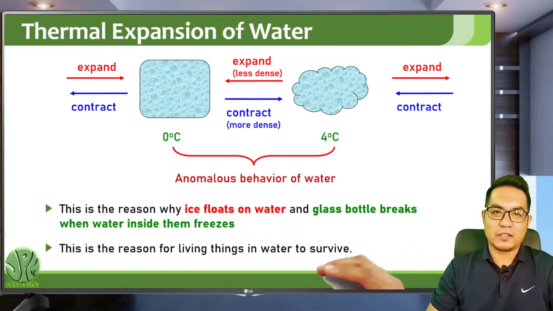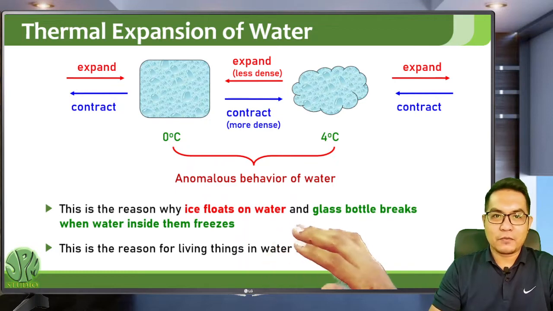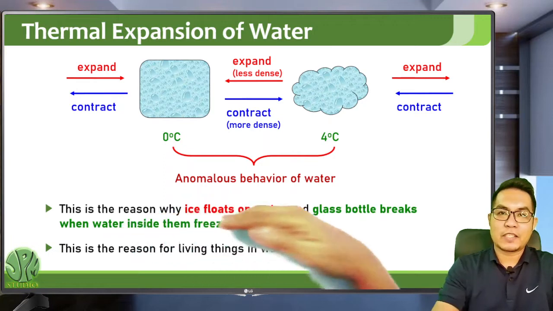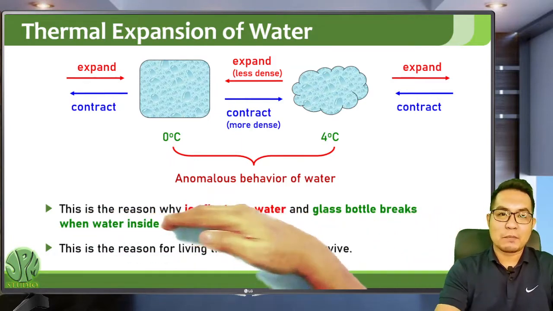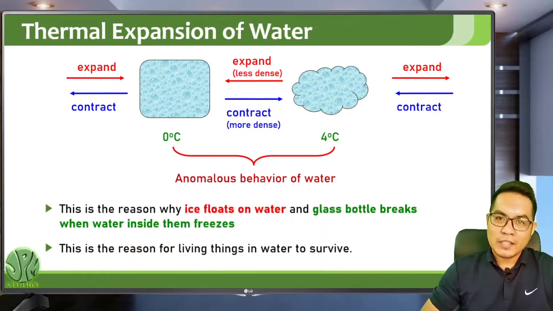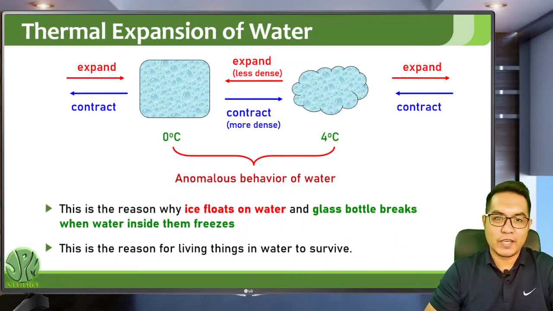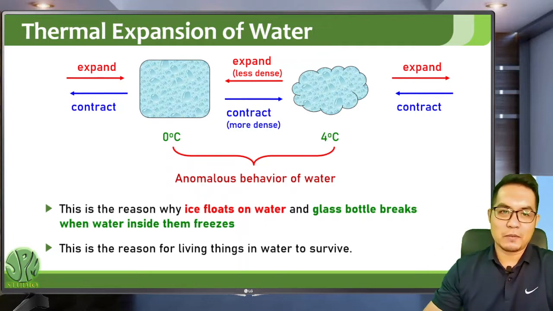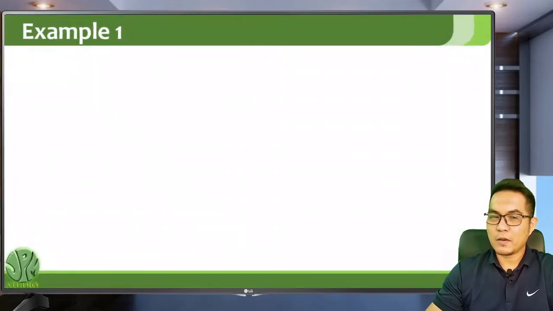Since ice floats on water, if you have a lake or any body of water, the first layer to freeze is the top of the surface of the water. That's the first thing that will freeze. And since it's already frozen, that layer of ice on the surface of the water acts as a shield from the environment. Therefore, the water below the surface will no longer freeze, and living things such as fish will survive in that environment. So thanks to this anomalous behavior of water, living things in water can survive even in very cold conditions. Okay, so let's now have an example.